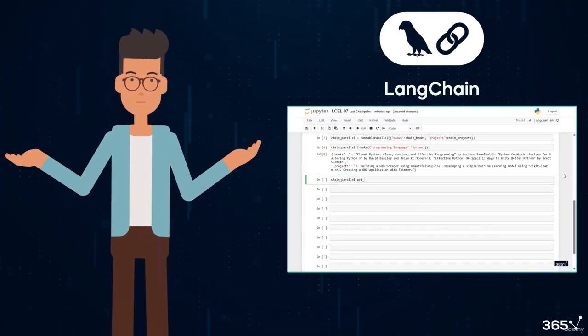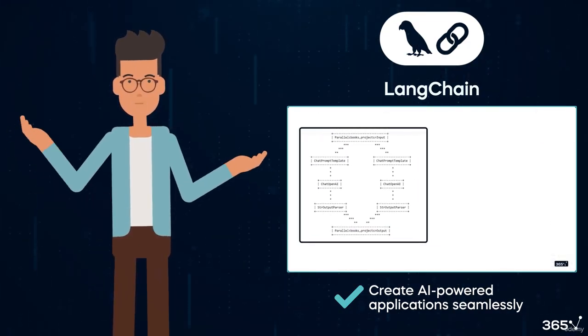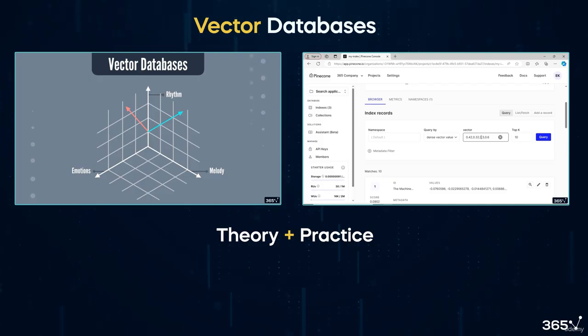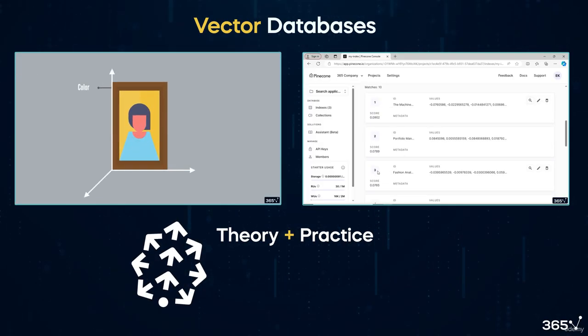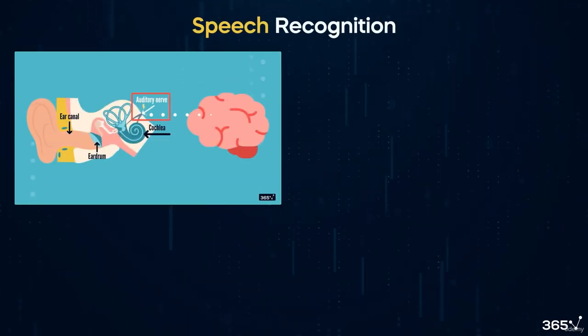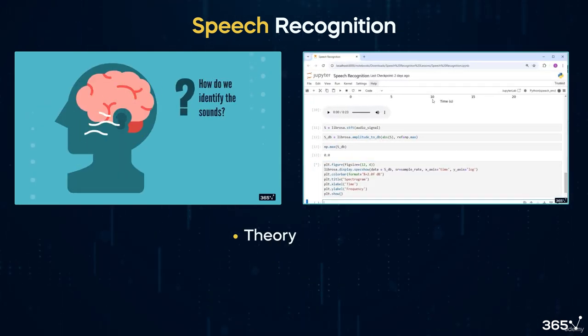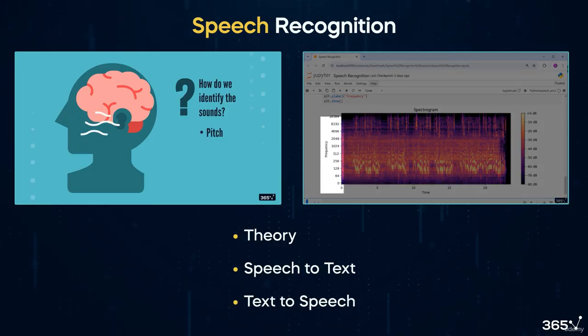After that, we'll work with the powerful LangChain Python library, learning how to create AI-powered applications seamlessly. As we progress through the bootcamp, we'll reach a module on vector databases. Here, we'll combine theory and practice by conducting semantic searches with the popular Pinecone vector database. Then comes an exciting module on speech recognition. In this section, we'll explore the basics of sound and speech theoretically, setting the stage for the practical part where you'll use machine learning and AI to transform speech into text and back again with Python code.